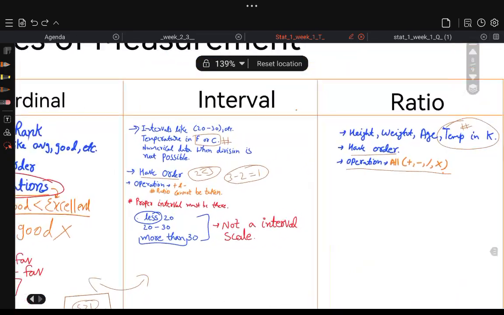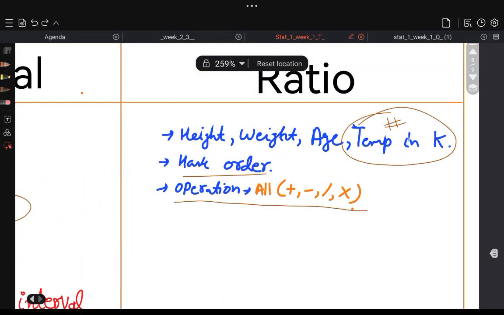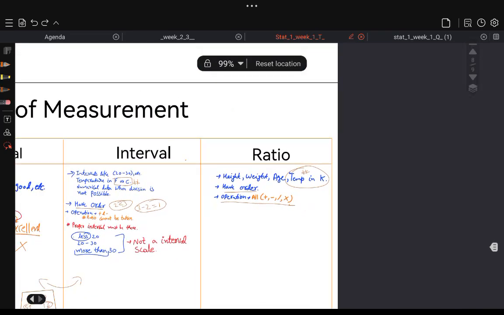Now comes the easier part, the ratio one. Ratio one is very easy. The simpler numerical data that we see around the world, like height, weight, age, etc., comes under the ratio. It has an order and all the operations can be performed on it. So this marks the ending of week one.